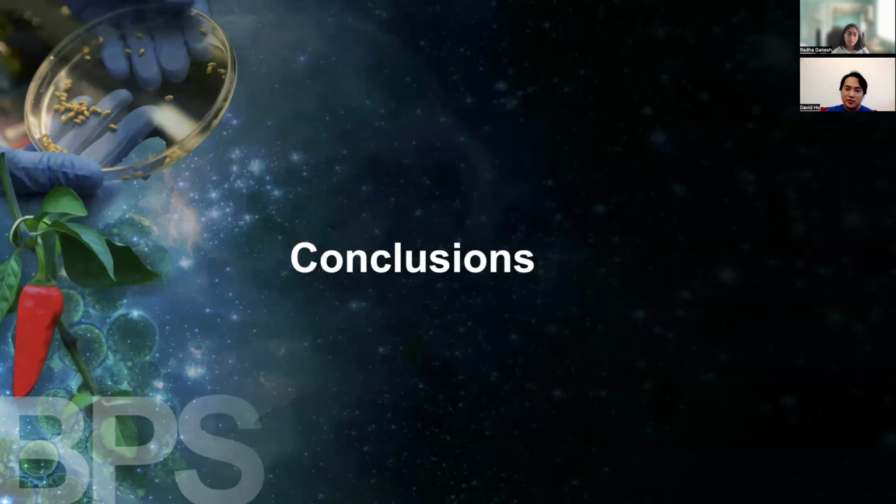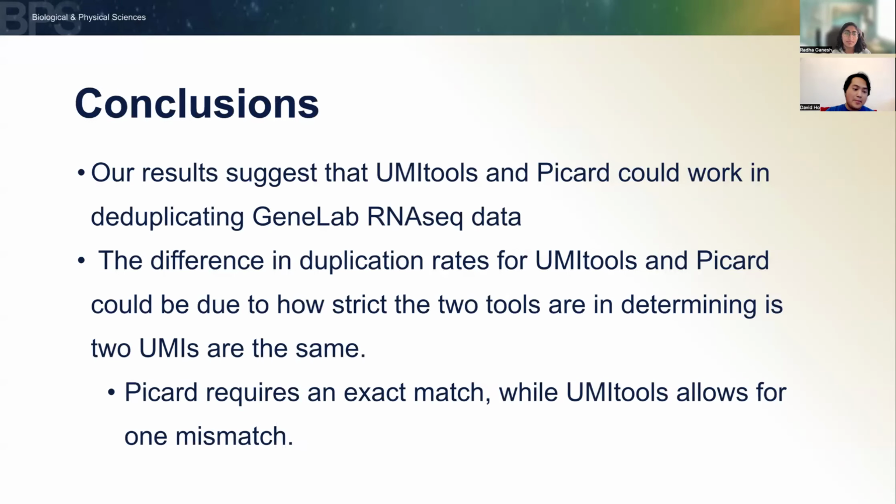So to ultimately conclude, our current results suggest that both tools could work in deduplicating GeneLab RNA sequencing data, but one important thing to note is that the differences in duplication rates could be attributed to just how strict the two tools are in determining if two UMIs are duplicates, where Picard requires an exact match, whereas UMI-tools allows for at least one mismatch.